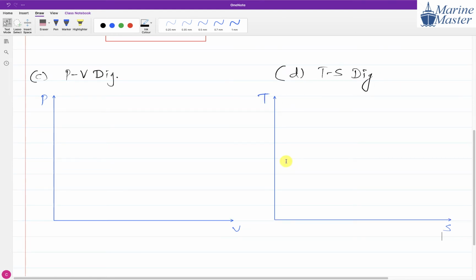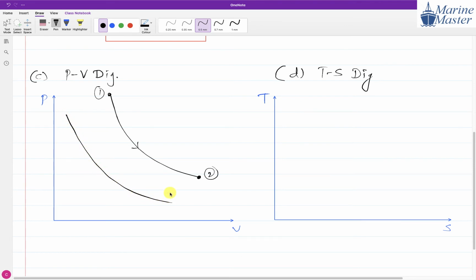So for pressure volume, we will have two scenarios. In one scenario we have an expansion, in another scenario we have a compression. First of all we will see what is expansion. Here what is happening, expansion or compression? This scenario is expansion. In expansion, pressure is going to decrease, volume is going to increase.